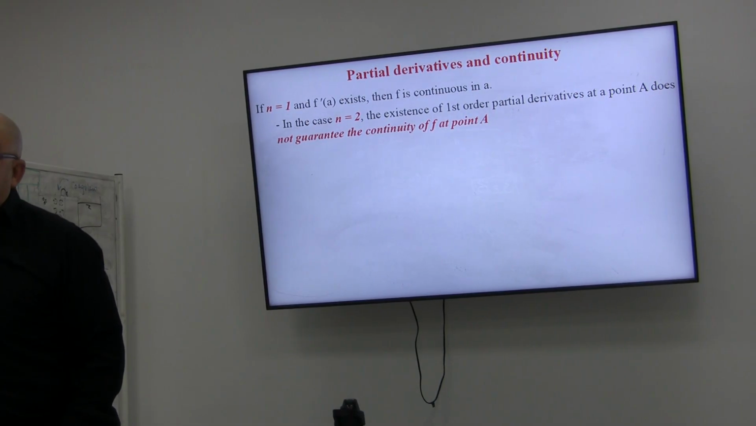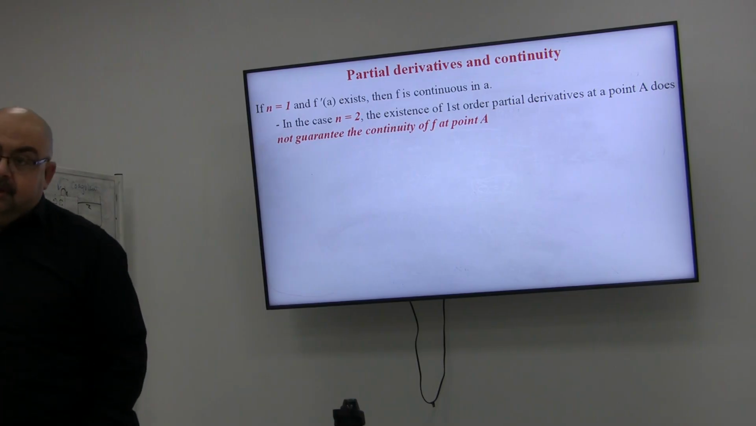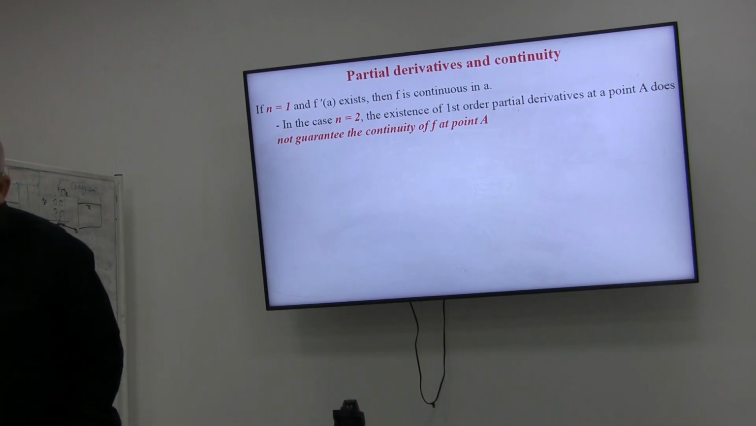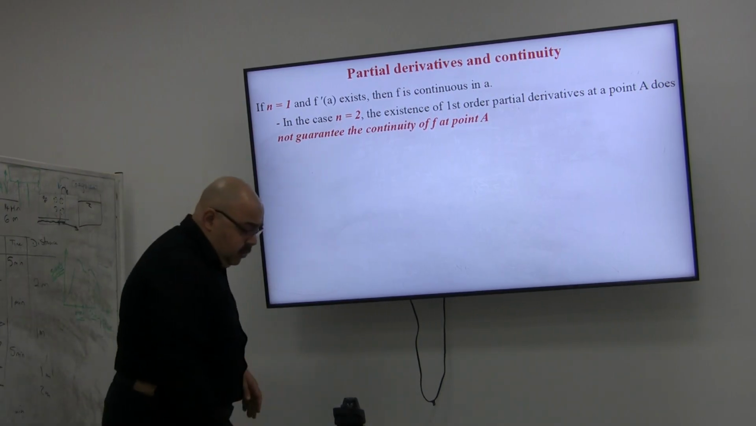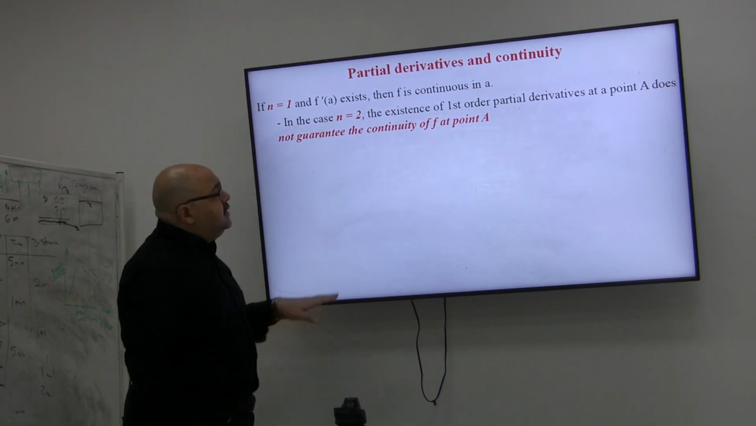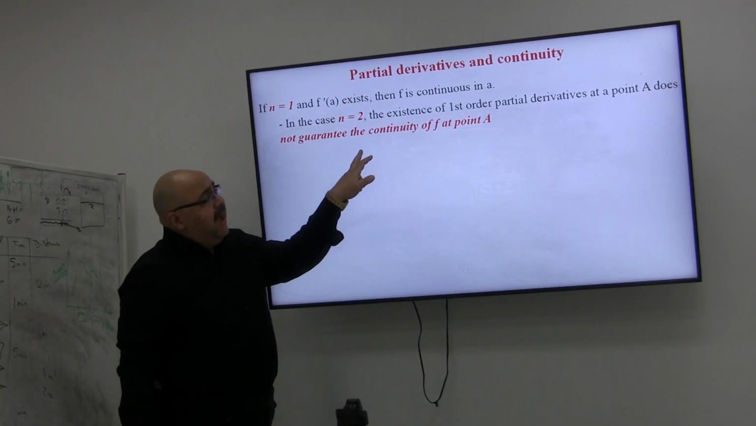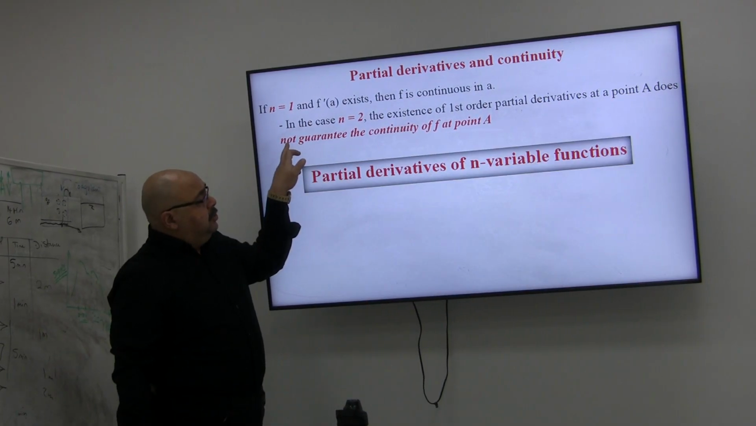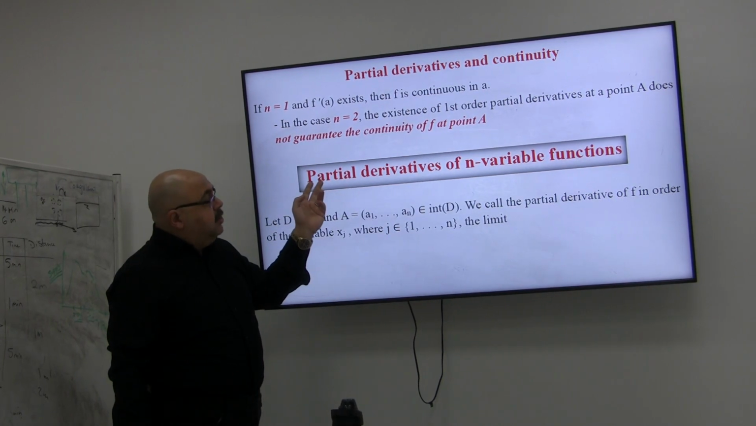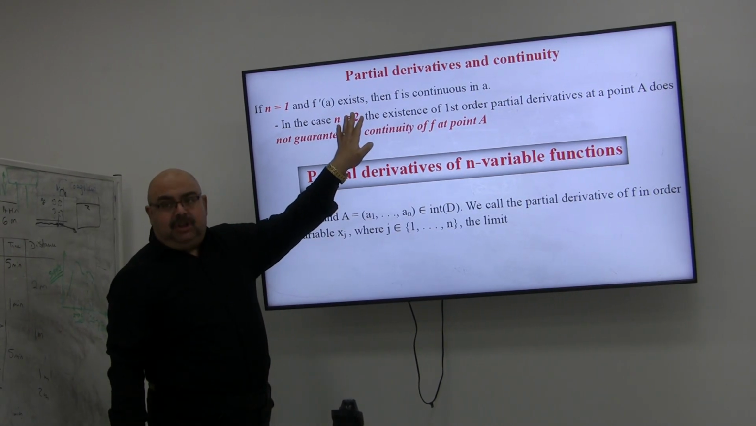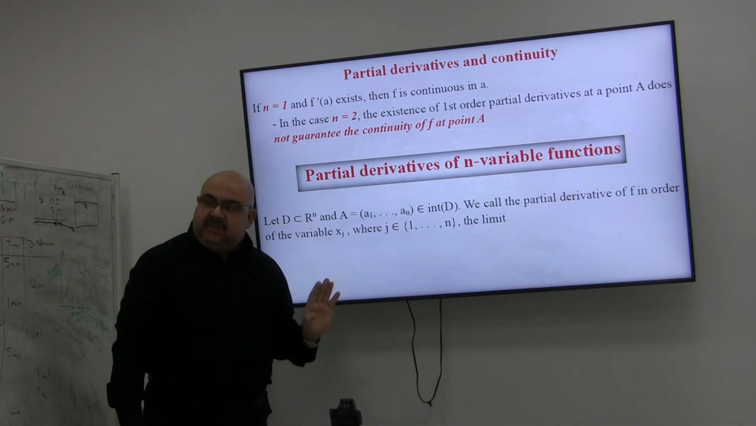In one dimension, if it is differentiable, it is continuous. But for multivariable functions, no, it's not guaranteed. In case of n equal to 2 and more, the existence of first order partial derivative at a point doesn't guarantee the continuity at this point. Partial derivatives of n variable functions will be a generalization of the previous law.